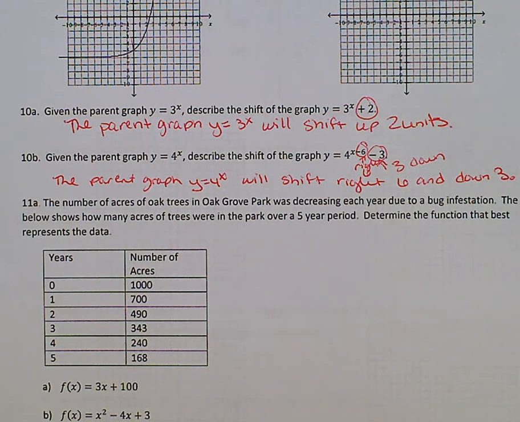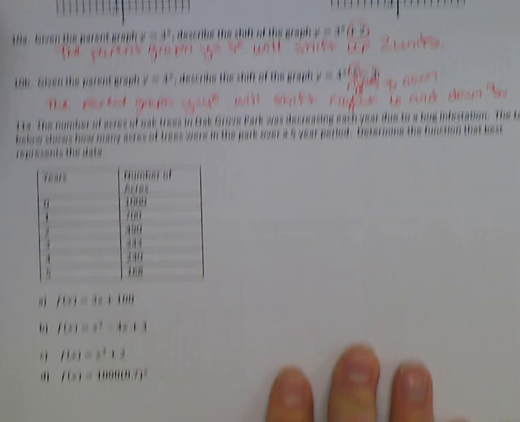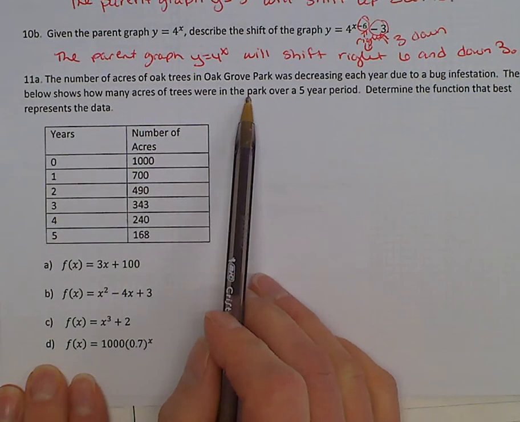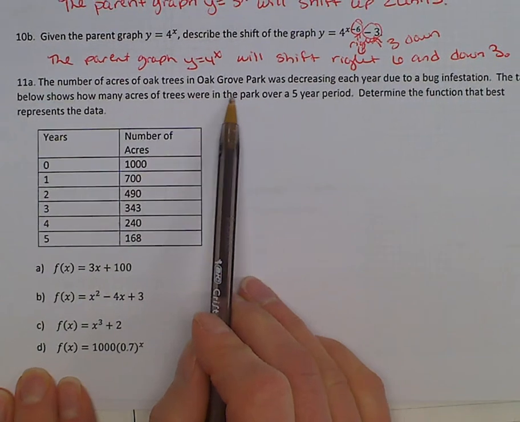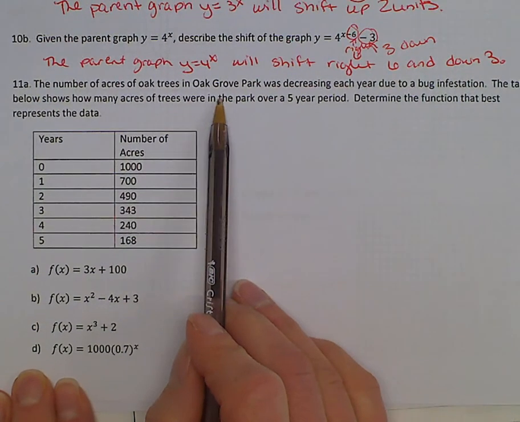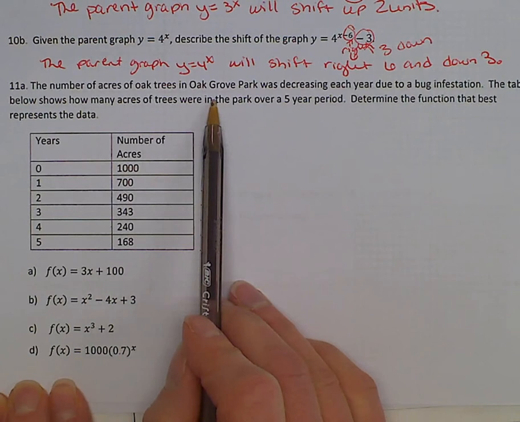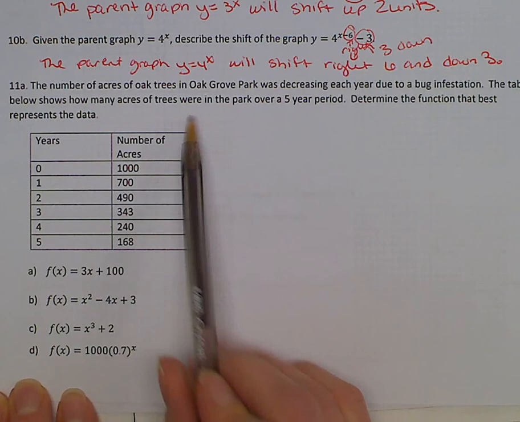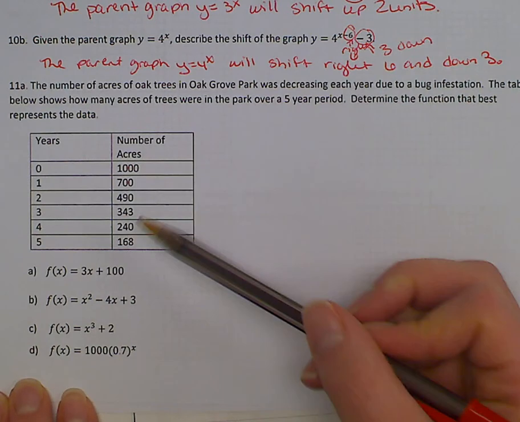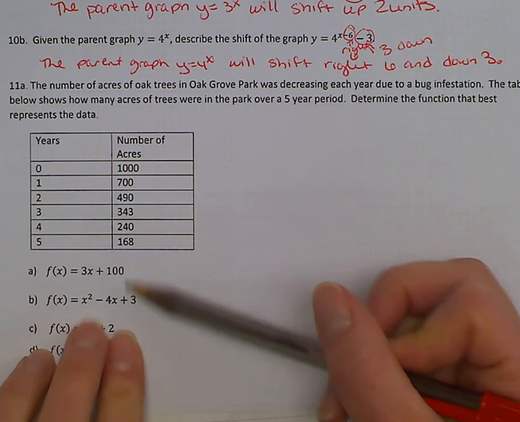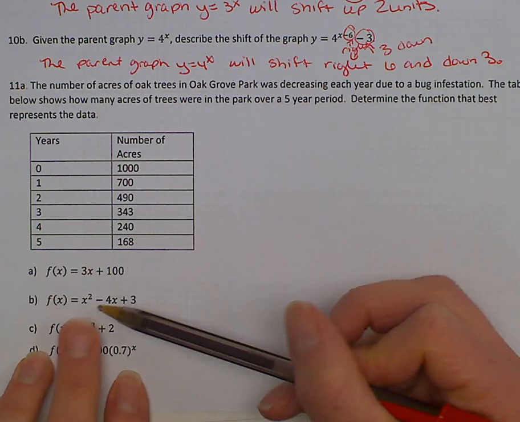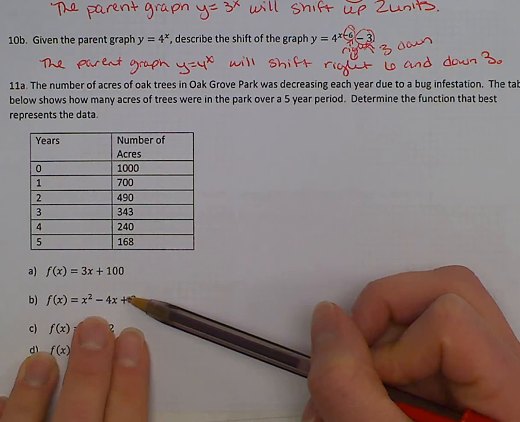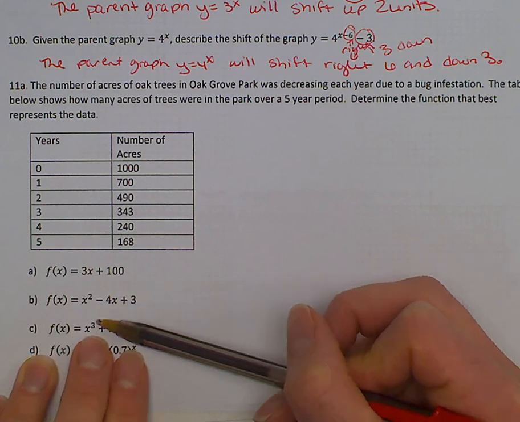Okay. In number 11, it says the number of acres of oak trees in Oak Grove Park was decreasing each year due to a bug infestation. The table below shows how many acres of trees were in the park over a 5-year period. Determine the function that best represents the data. Well, I'm going to take a look at my options here because they all look very different. A is linear, B is quadratic, C we have a cube, and then D is exponential.